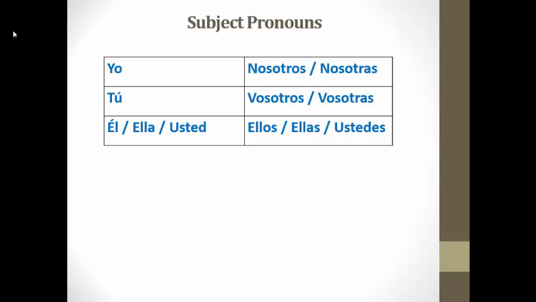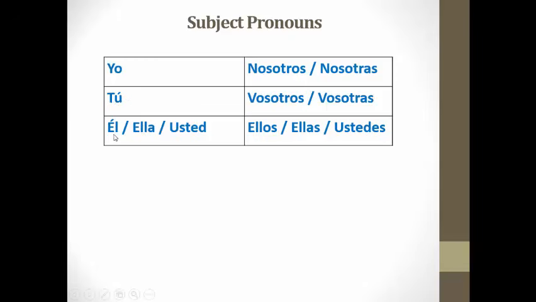Okay, first up, on your note guide, I would like you to fill out the chart on subject pronouns. To say I in Spanish, you say yo. To say you, familiar, as if when you're talking to a friend or someone you're on a first name basis with, you use the subject pronoun tú.